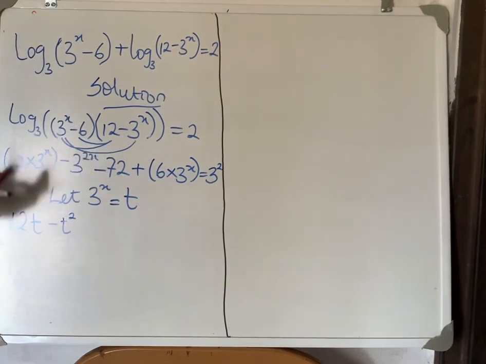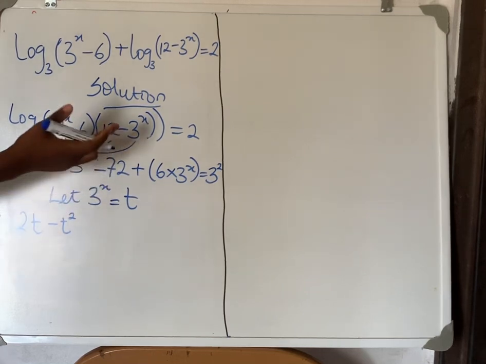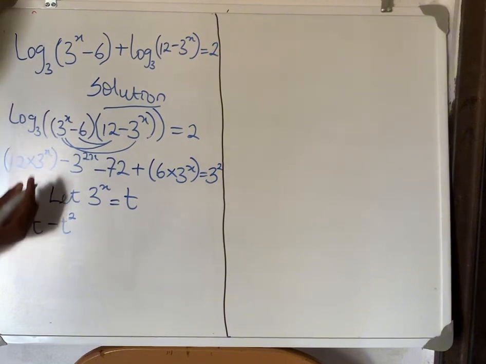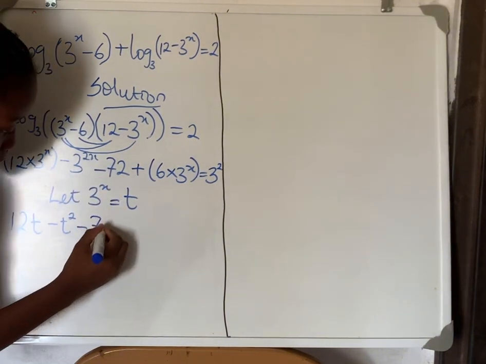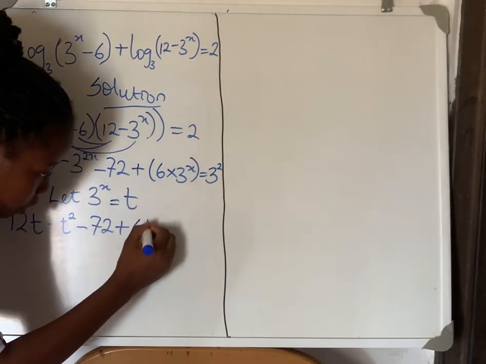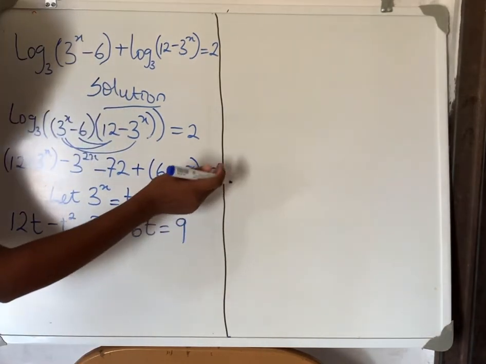Because 3 raised to the power of x is t, and you still have your 2 there. That's t squared. Because 3 raised to the power of x and 3 raised to the power of x, they add the powers because the bases are the same. So minus 72. So plus 6 times 3 raised to the power of x will give 6t, which is equal to 9, which is 3 raised to the power of 2.